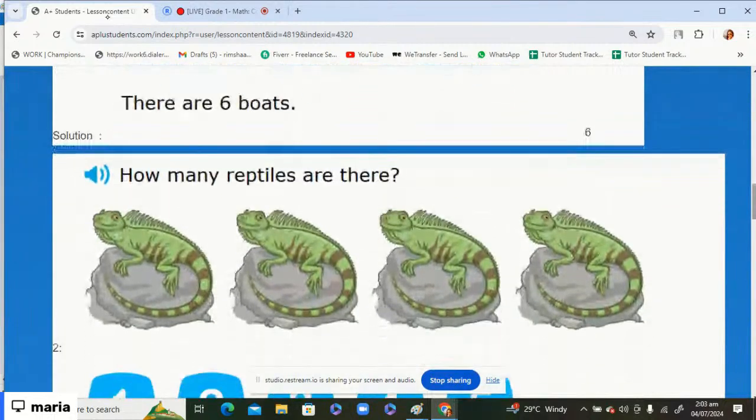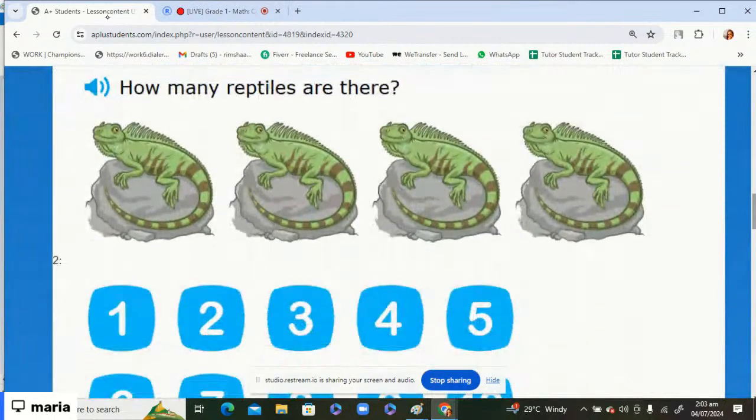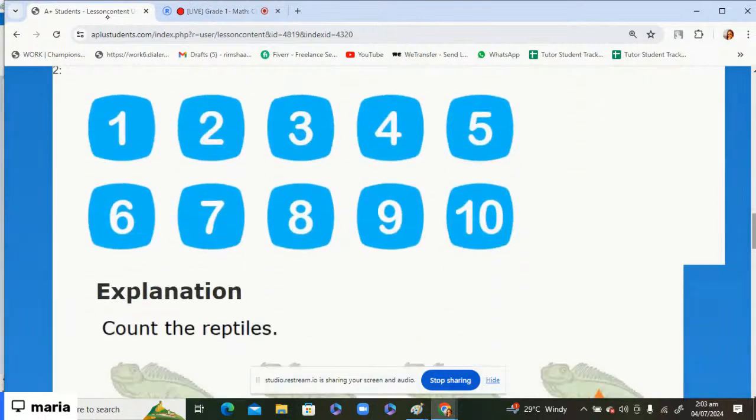Okay, now let's discuss the next. How many reptiles are there? Let's just count. It's 1, 2, 3, and 4. So the total reptiles are 4.